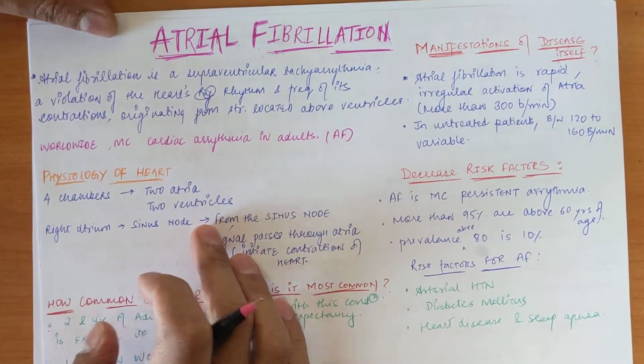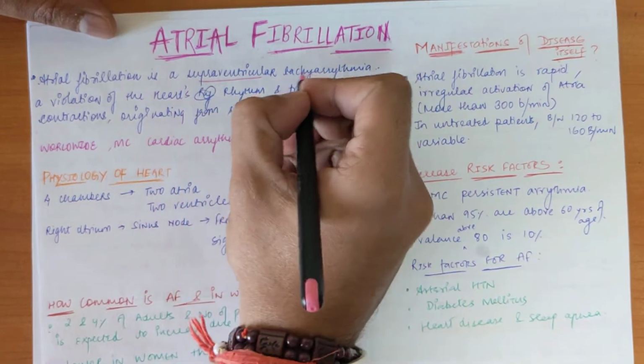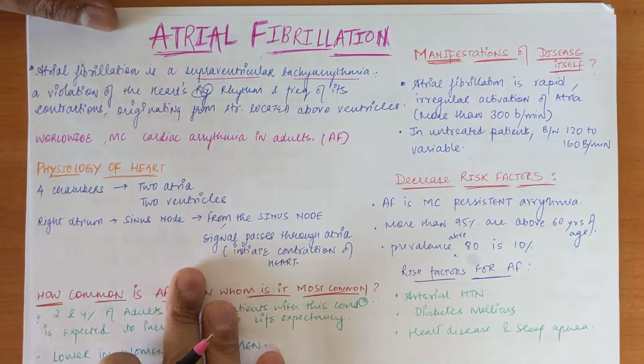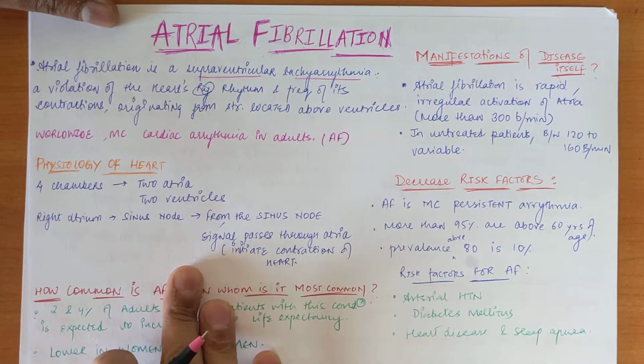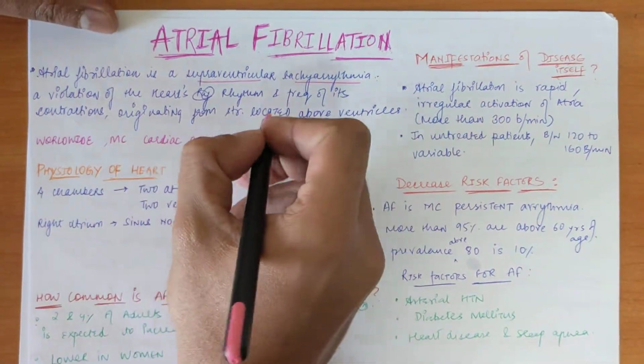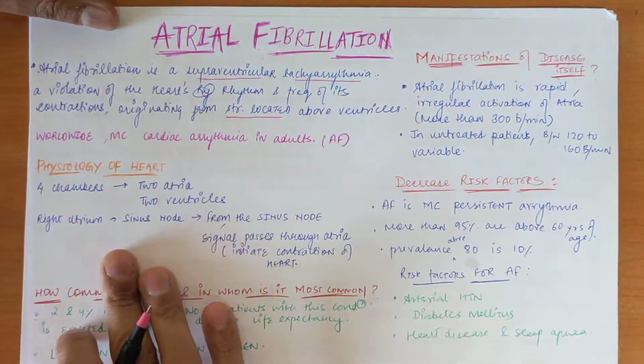This is one of the pathologies of our heart. Atrial fibrillation is a supraventricular tachyarrhythmia, you can say, a violation of the heart's rhythm and the frequency of its contraction, originating from a structure localized above the ventricles.